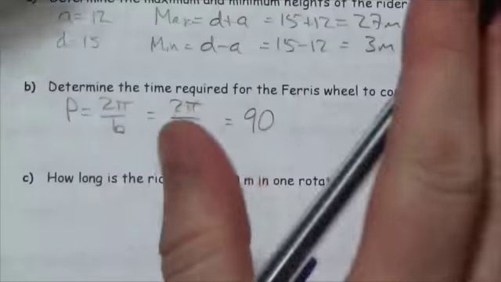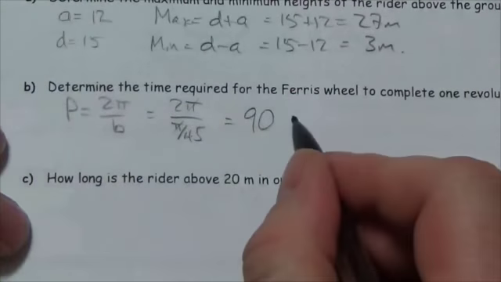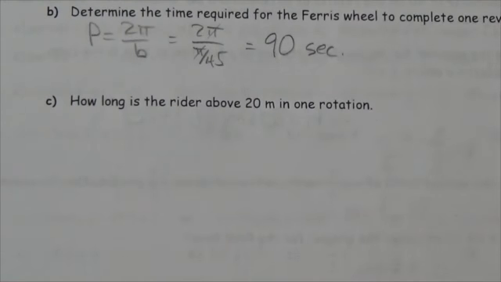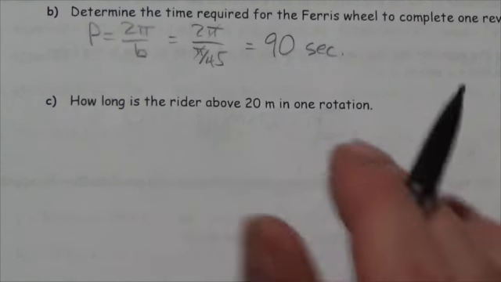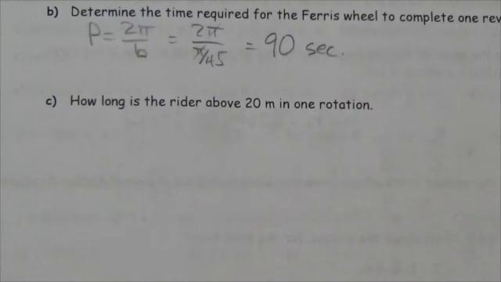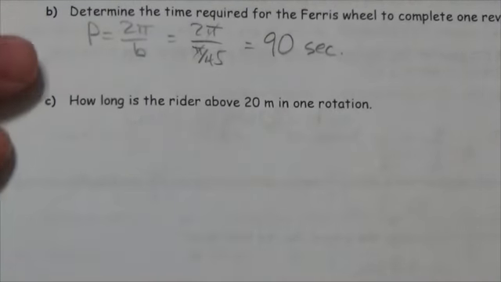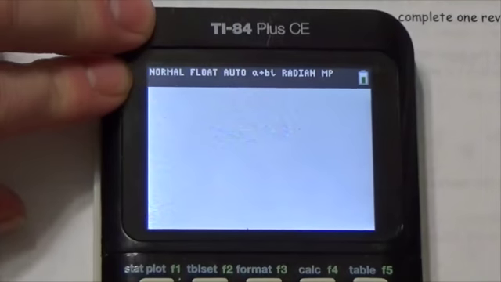And if you think back to the original question, the t was in seconds, so this is going to be 90 seconds. Okay, so now this question says, how long is the rider above 20 meters in one rotation? Okay, so this one requires a little bit more analysis. You can't just go to the calculator immediately and get the answer. You have to play with it a little bit here.